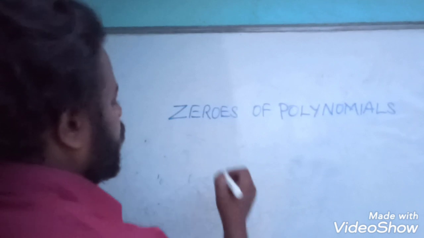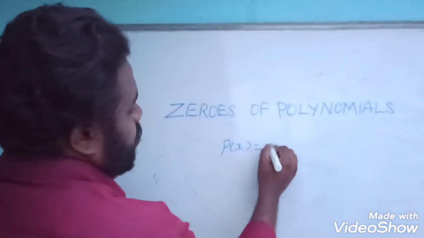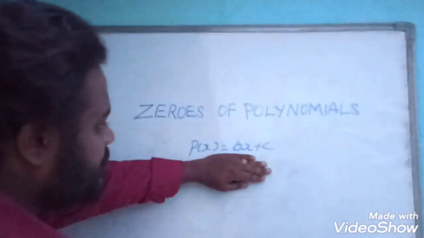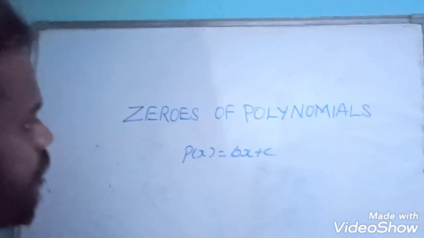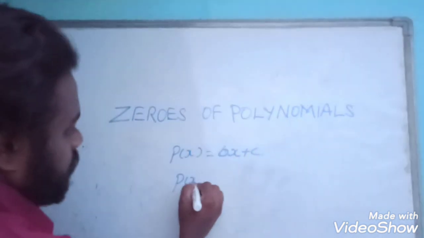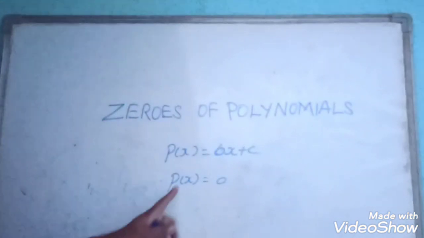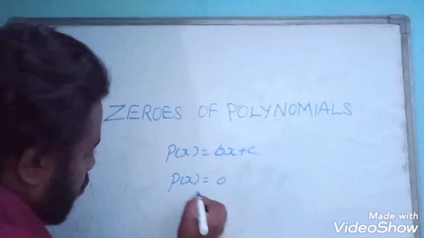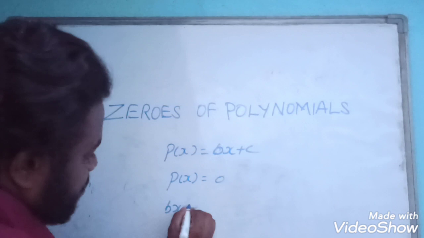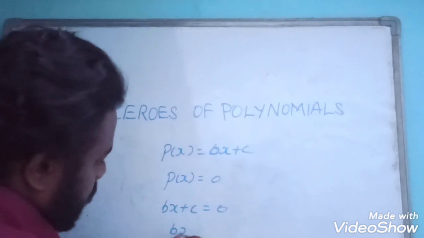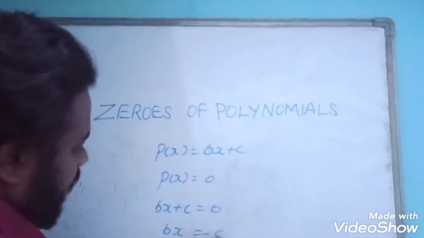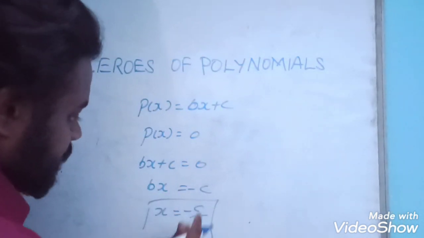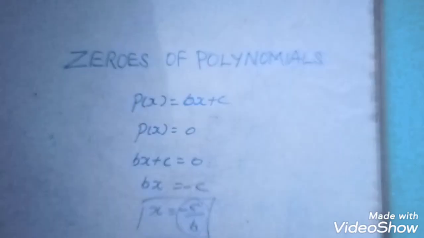For example, p of x equal to bx plus c. What do we have to do so that bx plus c becomes 0? The zero of the polynomial is nothing but p of x equal to 0. So bx plus c equal to 0, bx equal to minus c, x equal to minus c by b. So this minus c by b is the zero of the polynomial.